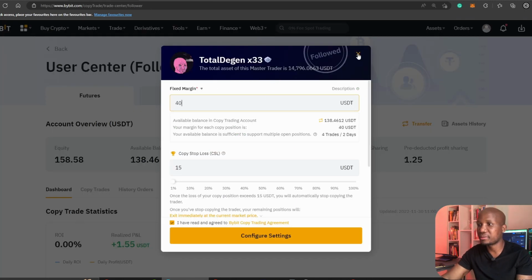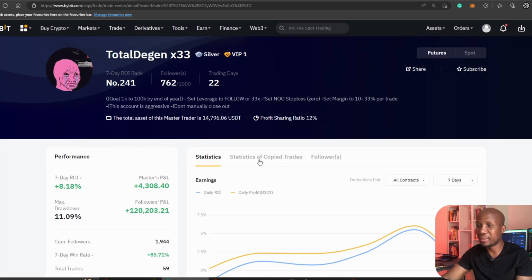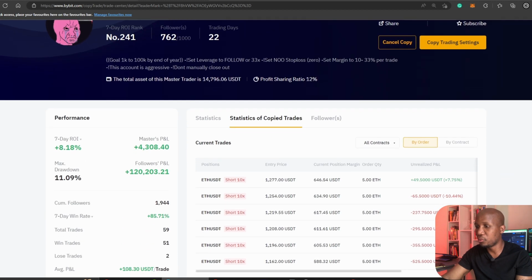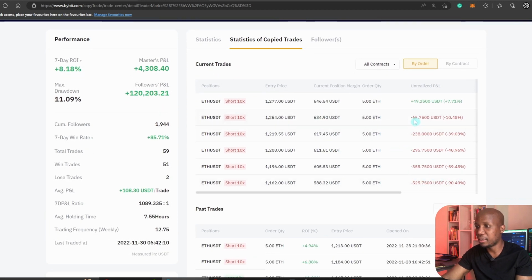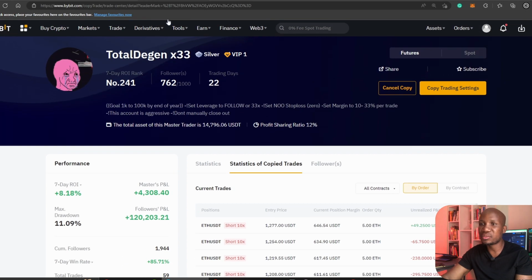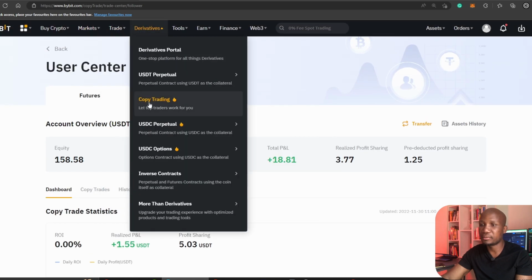Let me just cancel this and I'll go directly to the trader, and I want to look at the statistics. You can see how many people are losing money right now, and this is the amount of money that people are losing right now with the trader. I believe these are open positions that are currently losing, right? So when you come to copy trading, let's just go to copy trading here and click on copy trading.